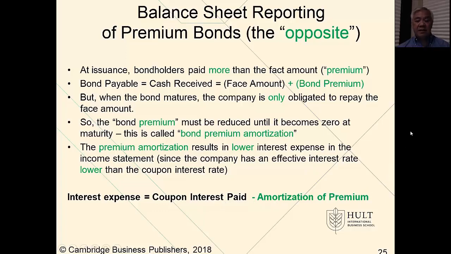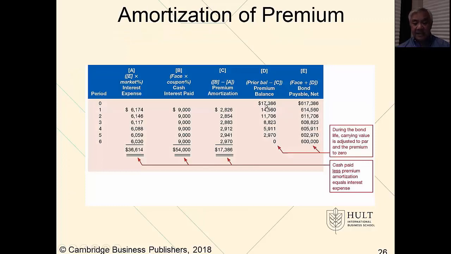And to show how the numbers work in the same example, we had 600 face, but now we got more money for it. We got 17,000 more. So 617 as the net amount due in the beginning. What is our interest rate? Our interest rate is effectively lower. So we take the lower amount, which is our interest expense. But notice the interest expense is greater than the cash we paid. The difference amortizes. So that will amortize down the premium from the 17,000 down to zero, such that at maturity, we're going to pay the 600,000.